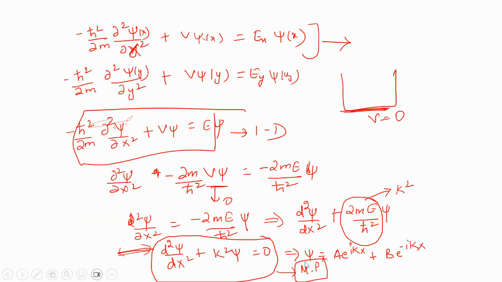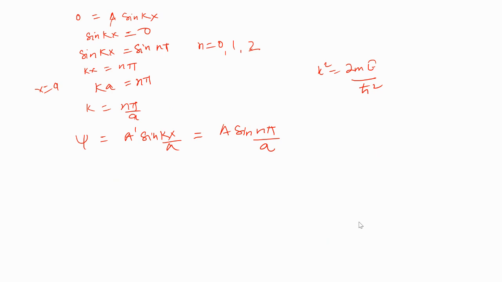In this slide, I have taken 2mE upon h cross square equals k square. So from that, just rearrange it. E equals k square h cross square upon 2m, and put the value of k, it is n square pi square h cross square upon 2m a square. Okay, so this is the value for 1D.